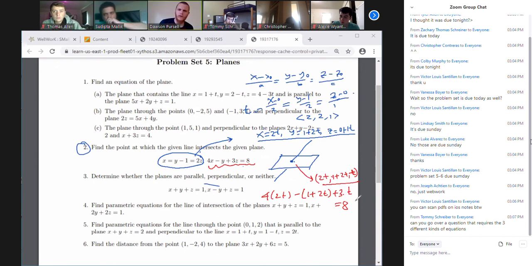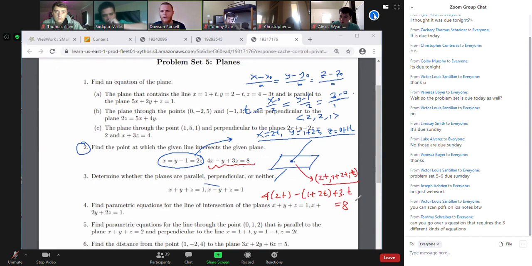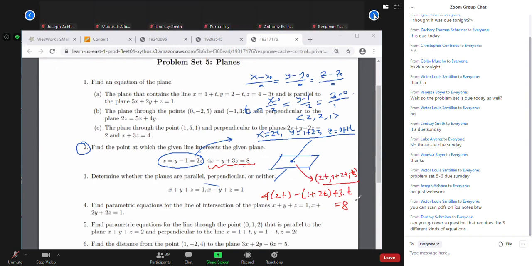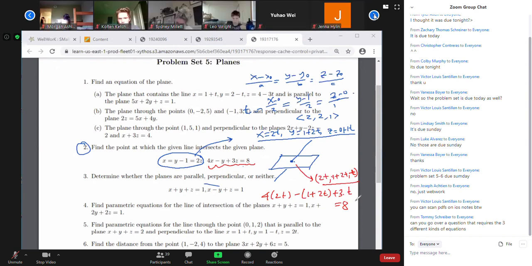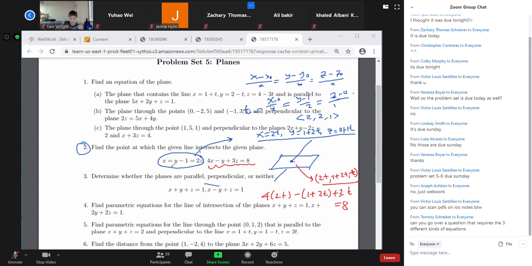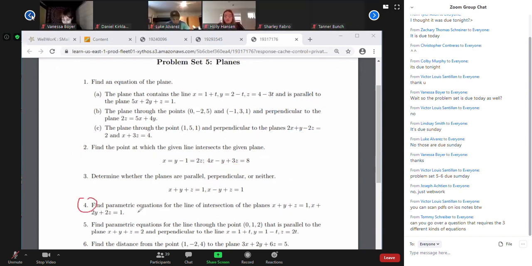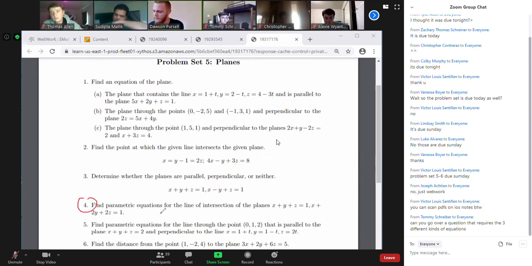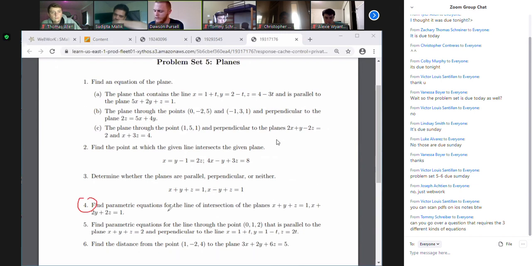I have a question about problem 4 on problem set 5, if I could ask that. I understand that taking both normal vectors coming off the planes and doing the cross product gives you your direction vector of the line. But how do we find a particular point to which that line should be referenced?